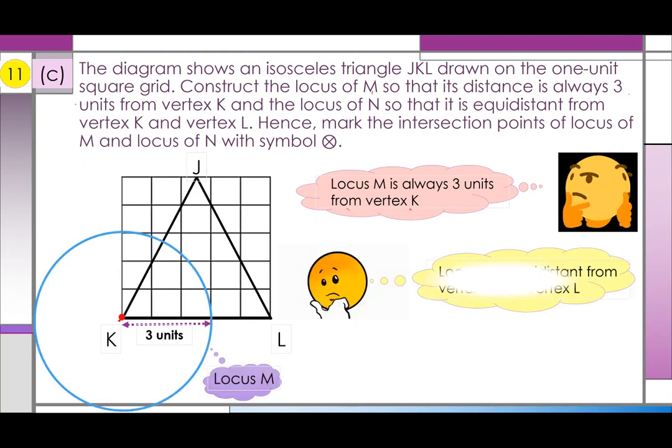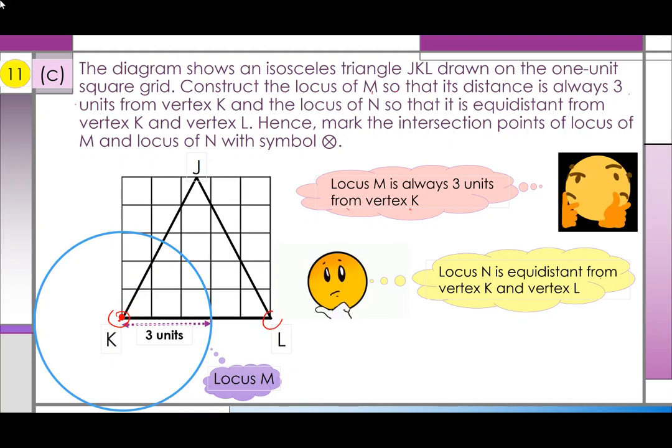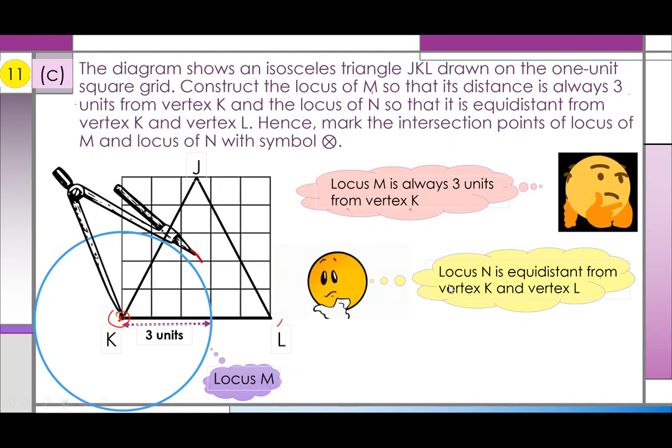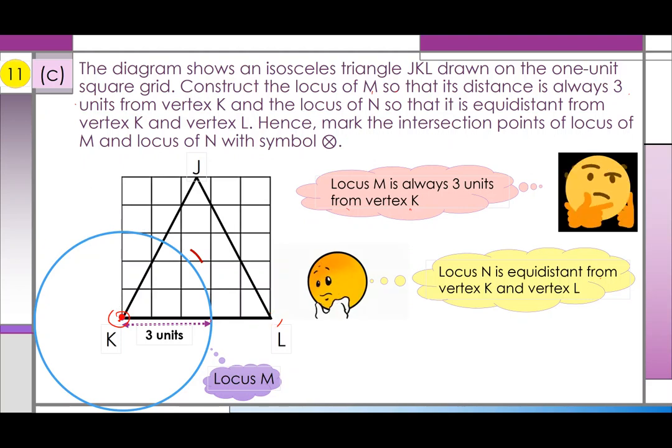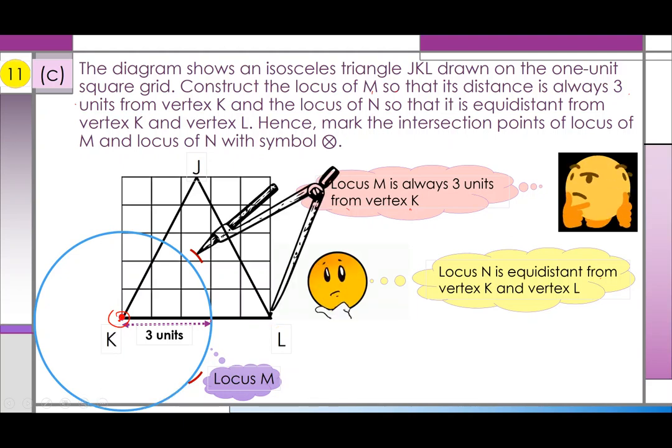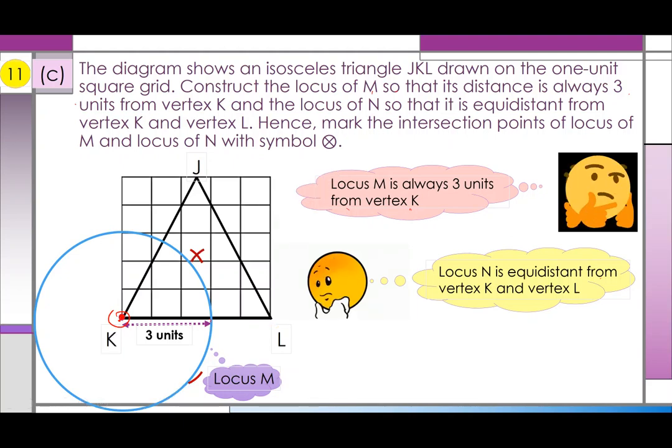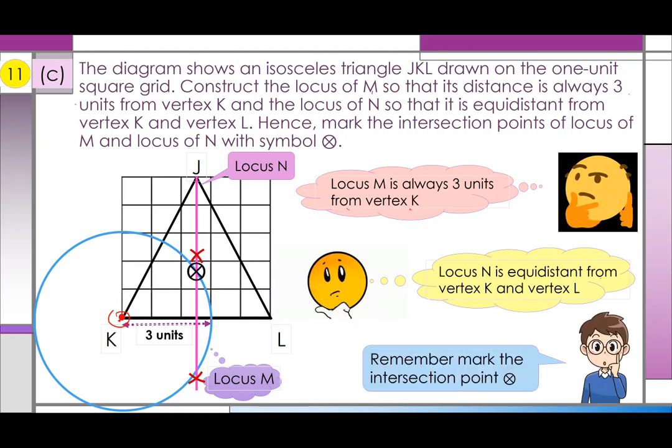Draw the locus M. Okay, after that, locus N is equidistant from vertex K and vertex L. K and L, two points. With two points, we have a middle line in between these two points. So use a compass from point K and from point L, up and down. So we construct a middle line. So this is the locus of N. So remember, mark the intersection point.